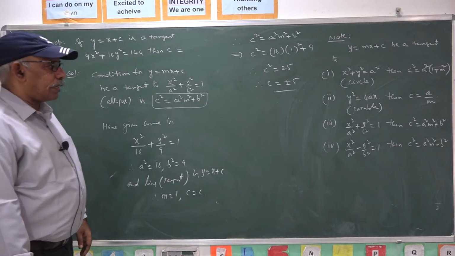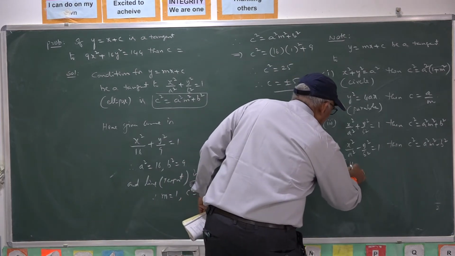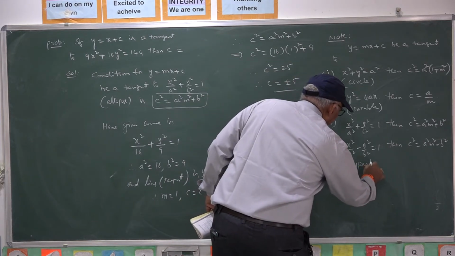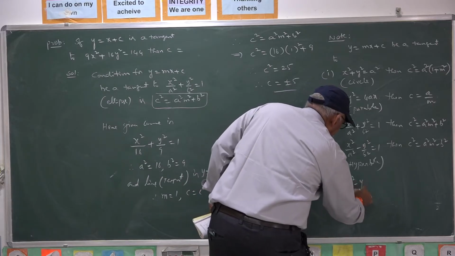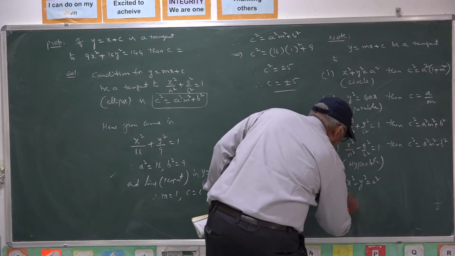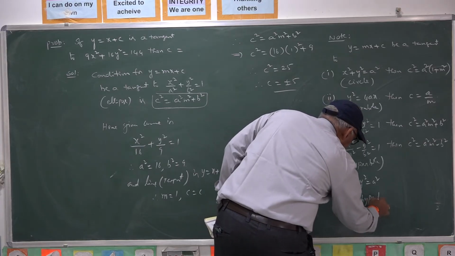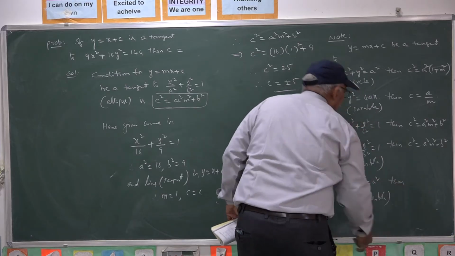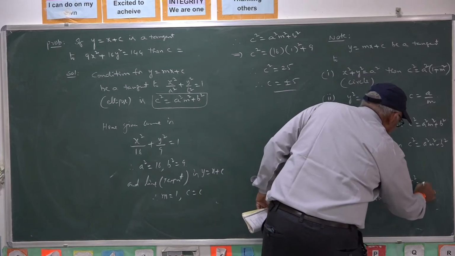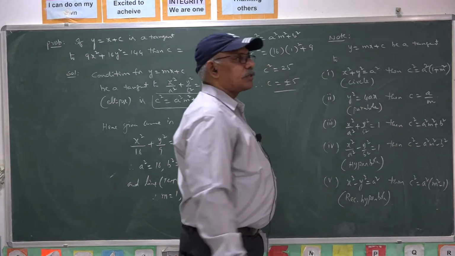So, for the rectangular hyperbola, x square minus y square equal to a square, the condition is c square equal to a square into m square minus 1, because a square equal to b square here.